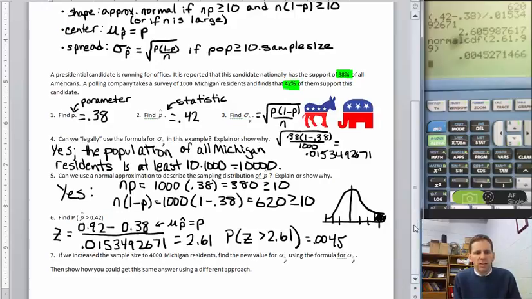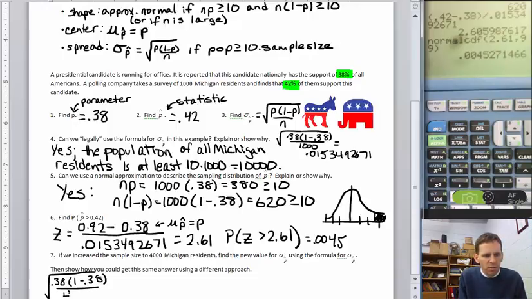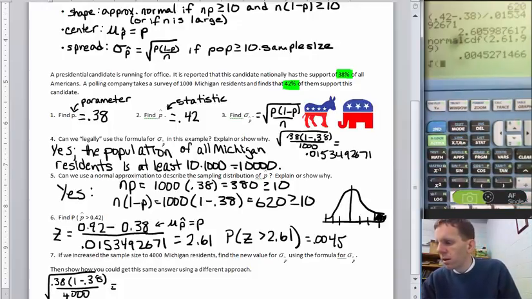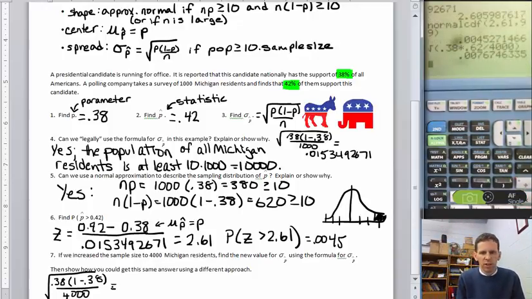In our final question, it says, if we increase the sample size to 4,000 Michigan residents, find a new value for sigma sub p hat using our formula. So going back to our problem from number 3, this time we're going to do the square root of 0.38 times 1 minus that, or again, you can write 0.62, and we're going to divide this by 4,000. So again, 0.38 times 1 minus that, which is 0.62. We're going to divide this by 4,000 this time. And when we crunch this out, you get 0.00767 with some other decimal places.